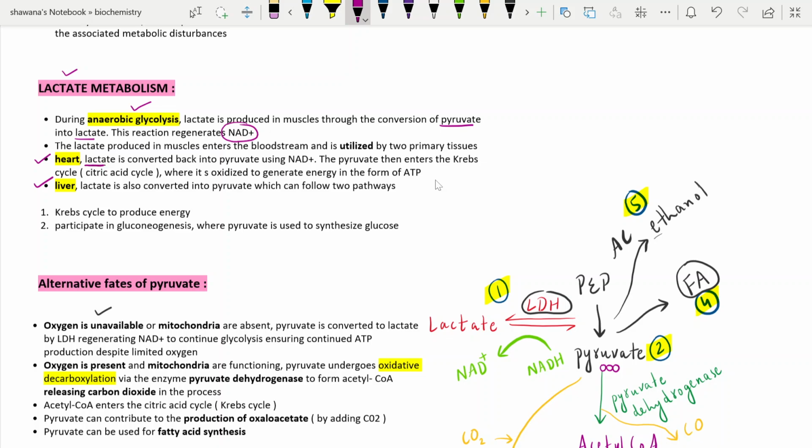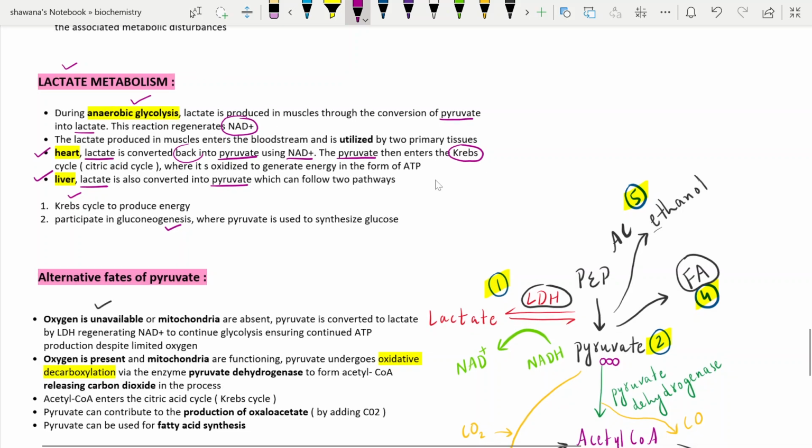The heart will convert lactate back to pyruvate. When we were converting pyruvate to lactate, we were using NADH, but in conversion of lactate back to pyruvate, we are using NAD positive, and this pyruvate will enter the Krebs cycle or citric acid cycle and will yield us a lot of ATP. In liver, lactate is converted into pyruvate, same as in the heart, and this pyruvate can either enter the Krebs cycle, or it can participate in gluconeogenesis. We'll talk about that later, how gluconeogenesis is going to perform.